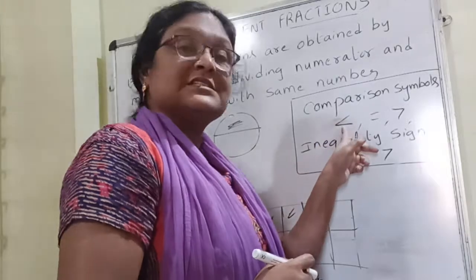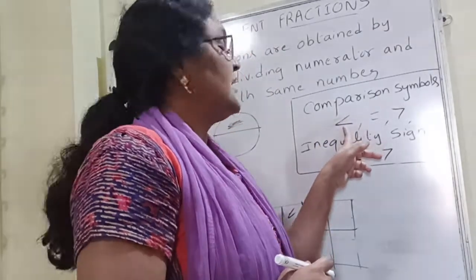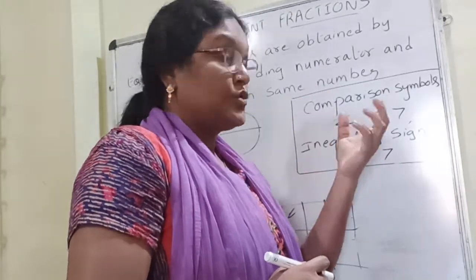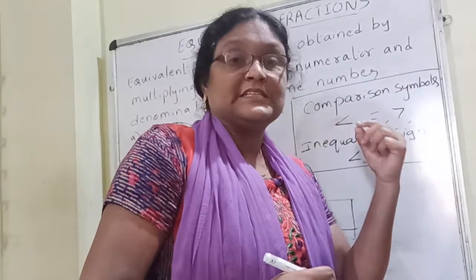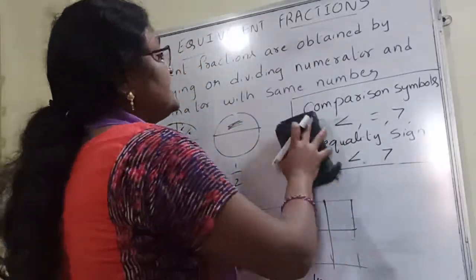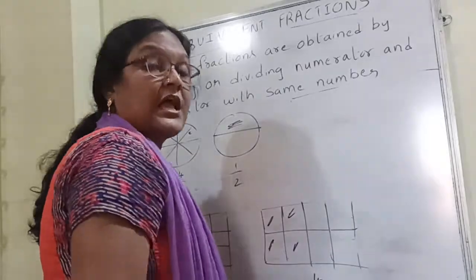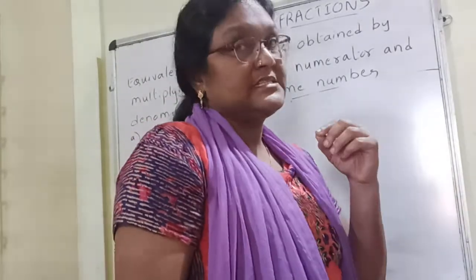So what does it mean? This is less than. So which fraction is less? Which fraction is greater? That we are going to show with this symbol. We are not writing that this fraction is smaller than this. We will use the symbol that this fraction is less than that, this fraction is greater than this, and if both the fractions are equal, we will use the symbol in mathematics, equal to.